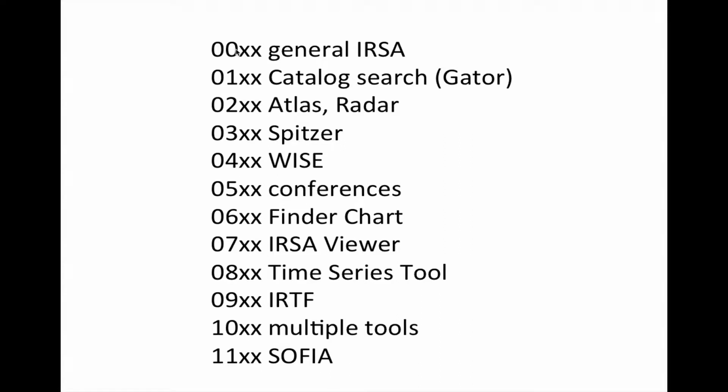So the videos that start with 00 are general IRSA information, 01 are catalog search powered by Gator, 02 are tools called Atlas and Radar that allow searches over a good chunk of IRSA's holdings. All of the Spitzer videos start with 03, all the WISE videos start with 04, all of the videos that record entire talks, most often from conferences, start with 05.